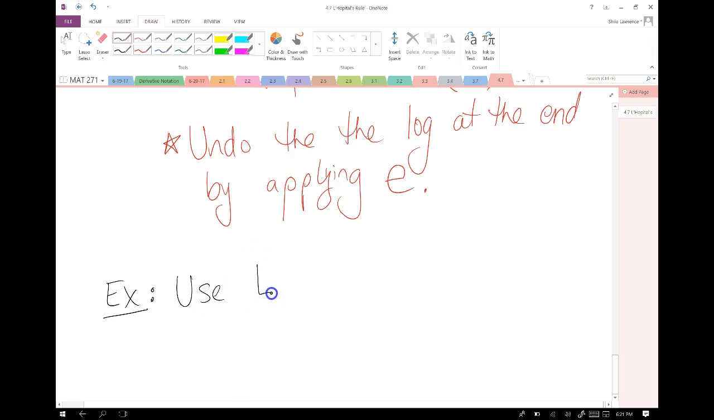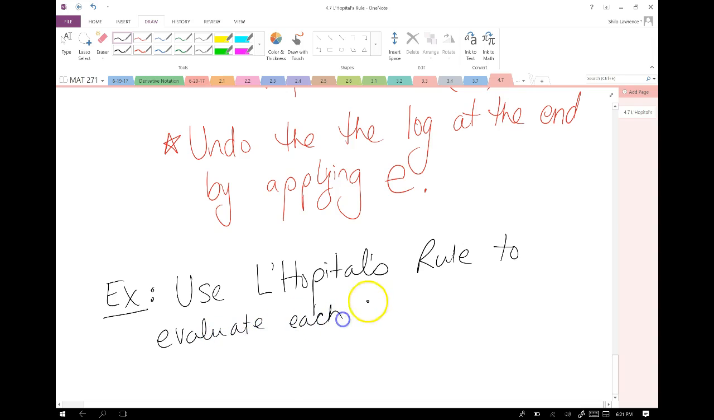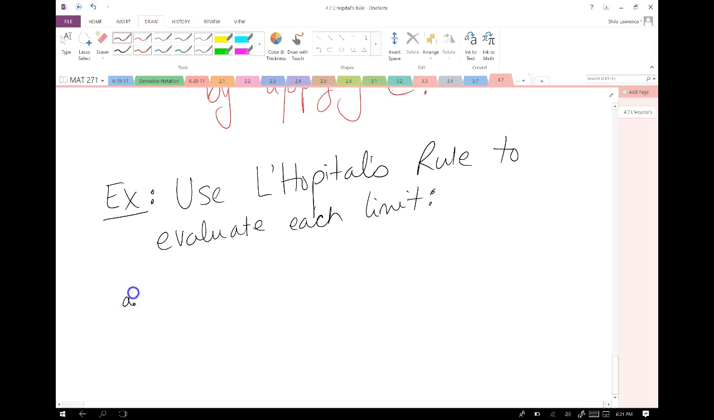We're going to use L'Hopital's rule to evaluate each limit. So let me get a few that have exponentials in them.